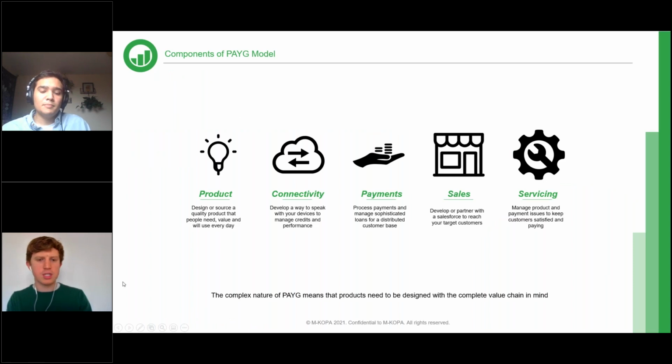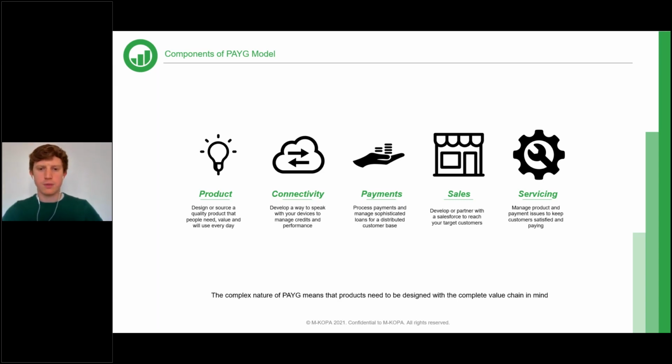Great, so this is definitely not an exhaustive overview, but I just wanted to highlight that when you're thinking about designing a pay-as-you-go system, and specifically a pay-as-you-go appliance, I think it's very tempting, and even in M-KOPA's history, it's been very tempting to really focus on the product. So thinking about, okay, do we want a 24-inch TV, and should it be HD, should it be smart, should it have a DVD port, all of these sorts of things.